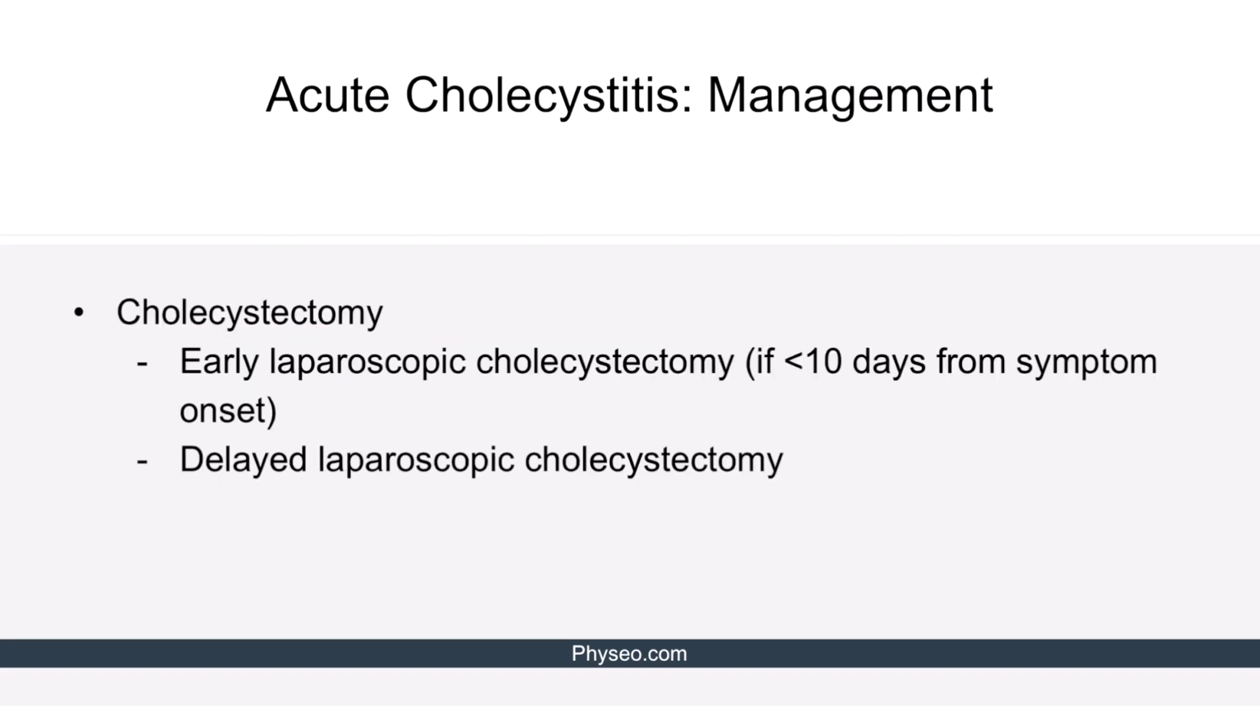Patients who are low risk for surgery can be scheduled for early laparoscopic cholecystectomy. Early laparoscopic cholecystectomy is performed within the same hospital admission, within 72 hours from the acute episode, as long as it is less than 10 days from symptom onset. Patients with high surgical risk can be treated with delayed laparoscopic cholecystectomy, which is usually performed 6 weeks after the acute episode.